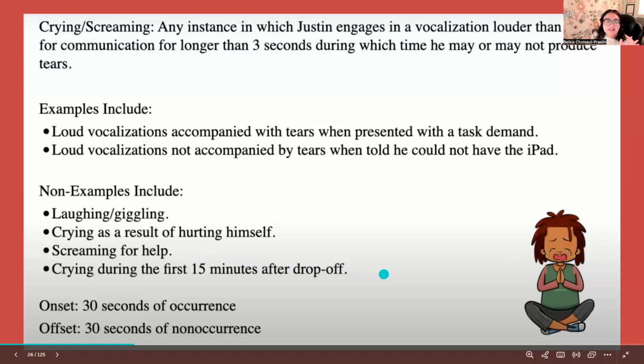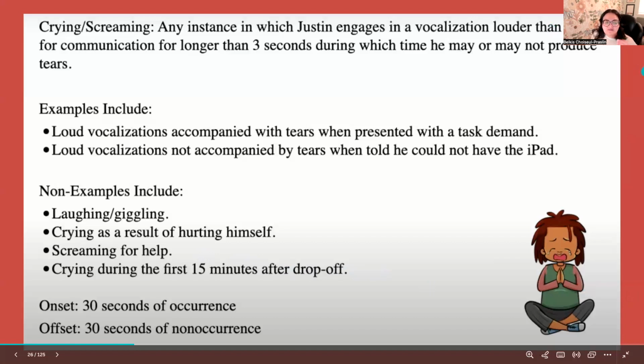Or if Justin cries for the first 15 minutes after drop off, that's a whole other reason that Justin's crying. That's not to do with our specific issue that we are looking at in our classroom. Crying during drop off is a normal occurrence for many students, many young students.